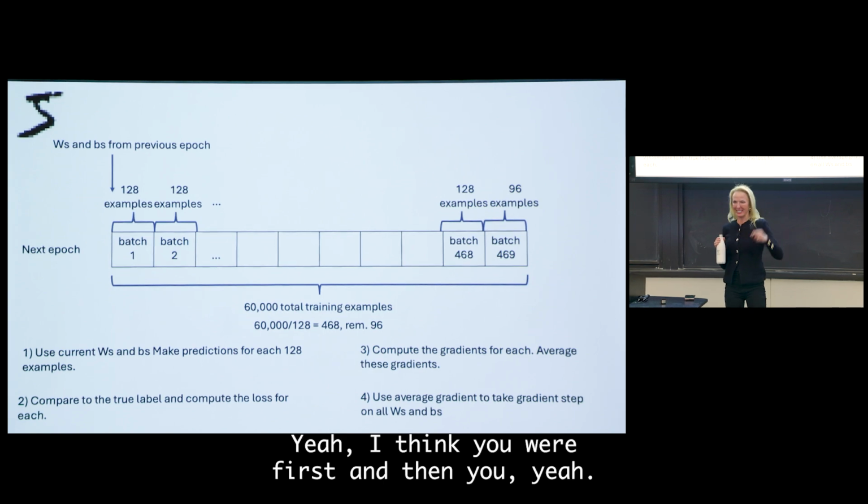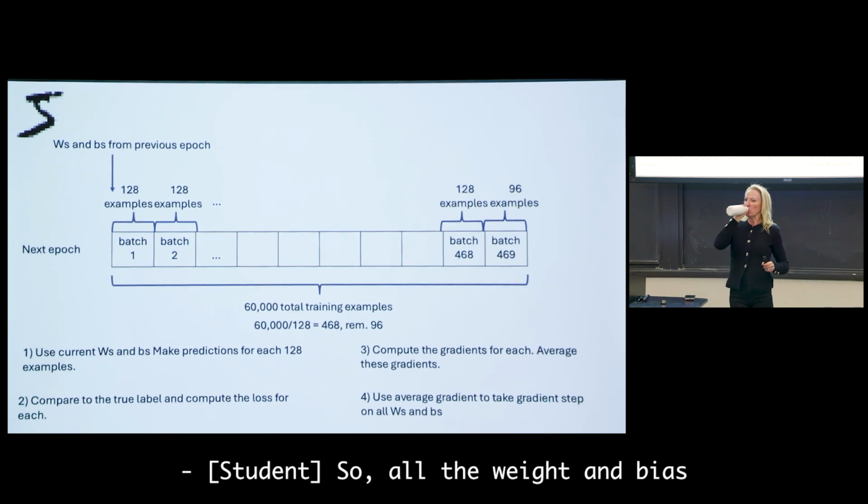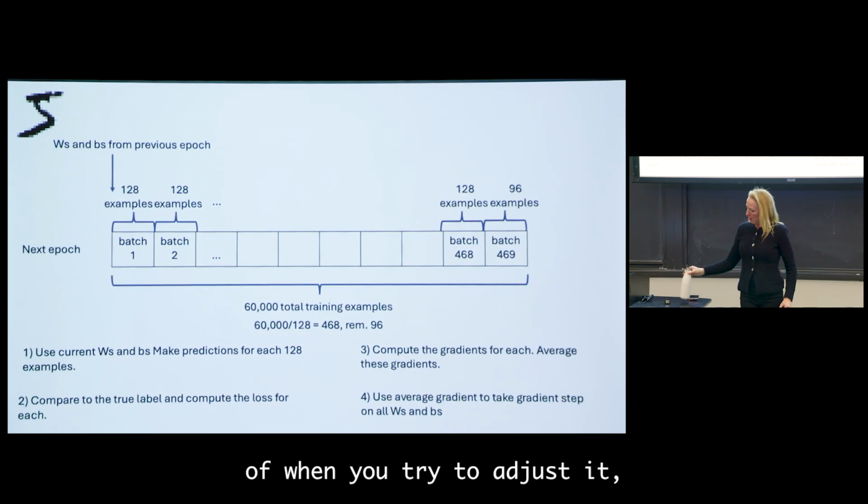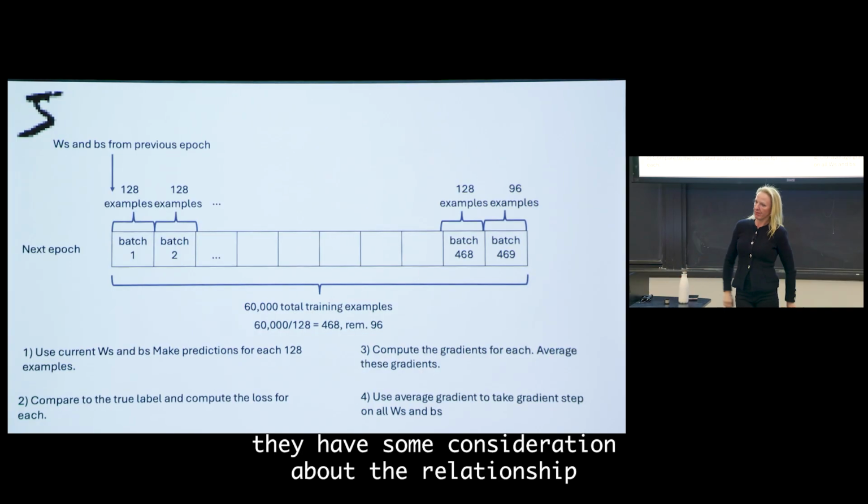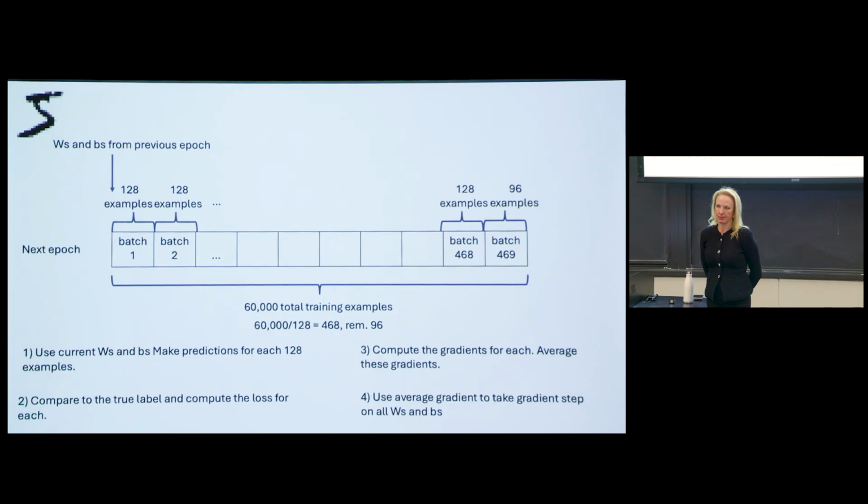Is there another question? Yeah, I think you were first, and then you. Yeah. So for all of the weights and biases, when you try to adjust them, is there some consideration about the relationship among different weights? No, you don't.